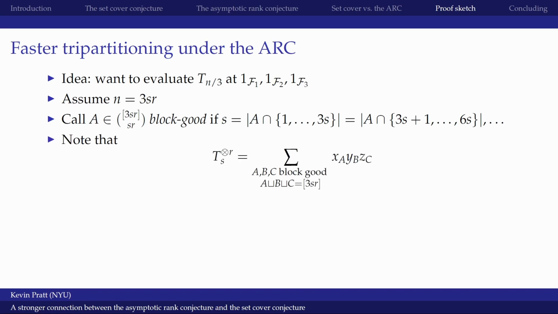Next, notice that by definition of the Kronecker product, if we take the rth power of T sub s, what we get is the sum of all monomials corresponding to tripartitions that involve 3 block good sets. Now, the basic idea is that, first, all of these monomials correspond to valid tripartitions, just a restricted kind of tripartition. And moreover, if s is large, then many of the tripartitions will show up.